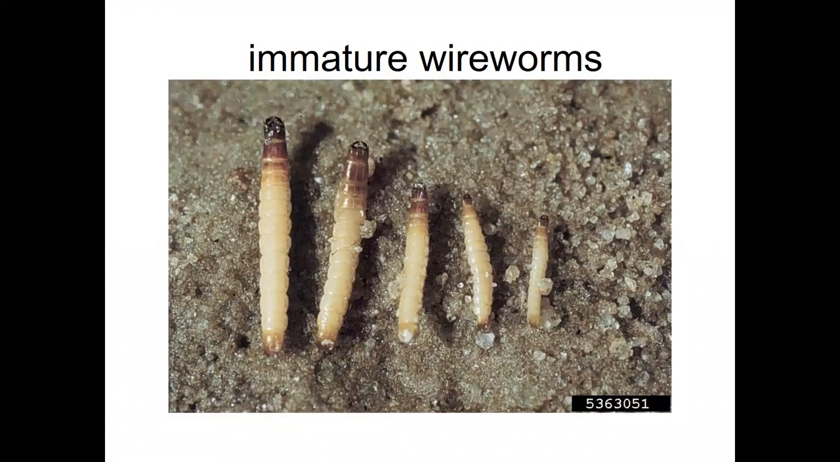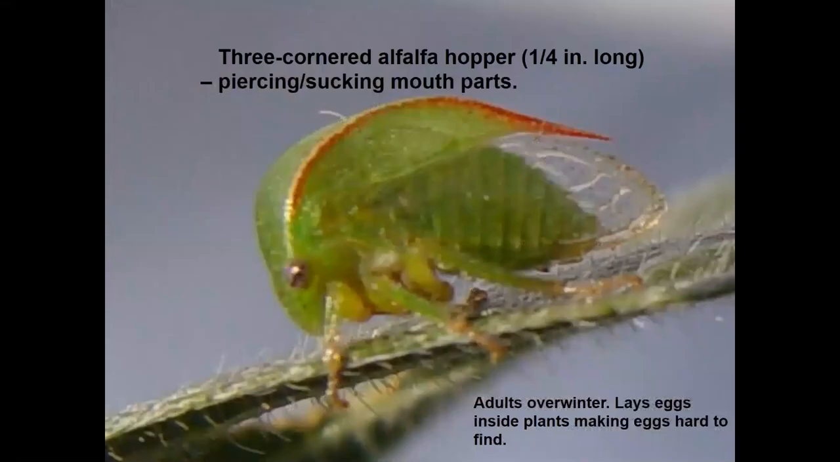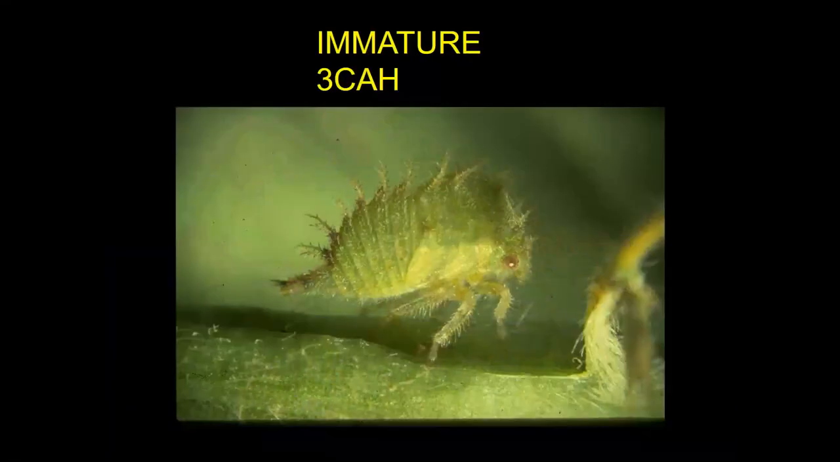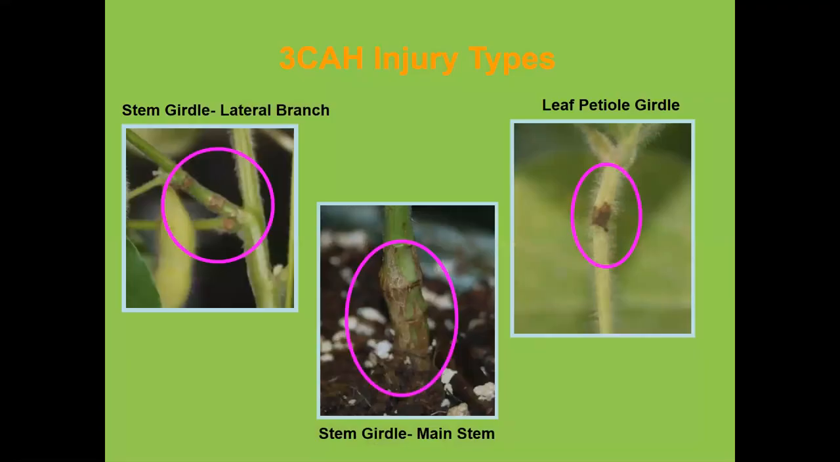Another pest of seedling soybeans would be the immature wireworms, the immature stage of click beetles. They can feed on soybeans when they're germinating. Three-cornered alfalfa hoppers will girdle plants with their piercing, sucking mouth parts, and they can cause the plants to fall over later on. Immature three-cornered alfalfa hoppers are very unusual looking, and you're not going to get them mixed up with anything else. They will also do the same type of girdling.